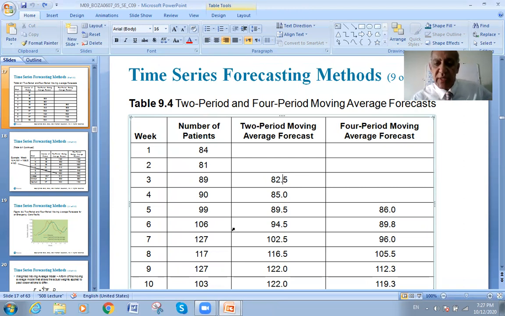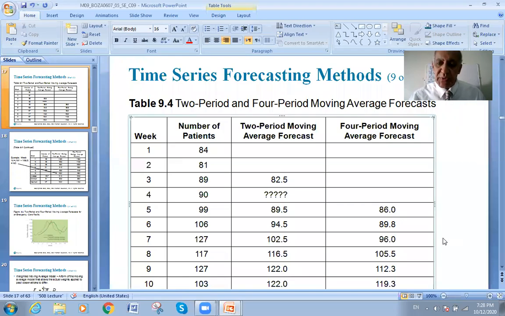Can you do the next one? This 85. Can you show me how we get the 85? I want you to do it with your hands. I want you to give me this number here based on 2 periods moving average. Okay? Based on 2 periods moving average.